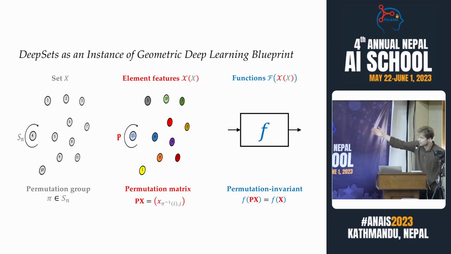Summary of Deep Sets as the geometric deep learning blueprint. You have our domain, which is our point cloud. We have a permutation group. Now, the equivalent of the shift operator that we saw before is the permutation matrix that will act on the signals and permute them around. And then you will have a permutation invariant function if you want to do invariant classification.